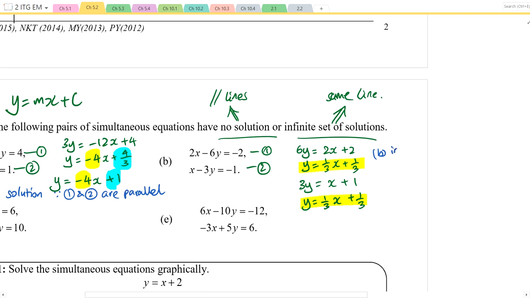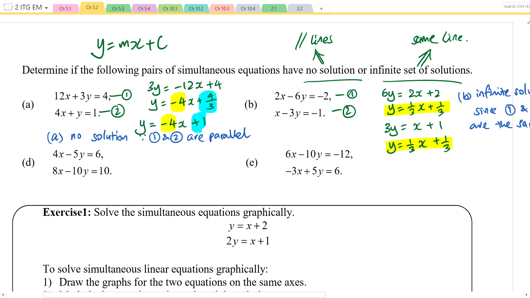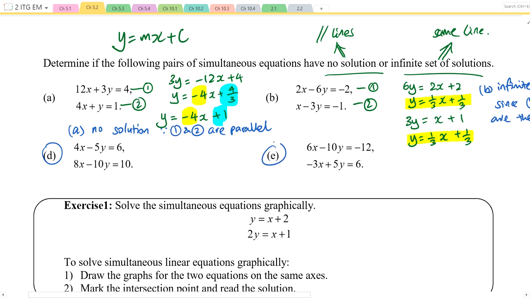So we will have infinite solutions, since equation number 1 and equation number 2 are the same. Do parts D and E by yourself.